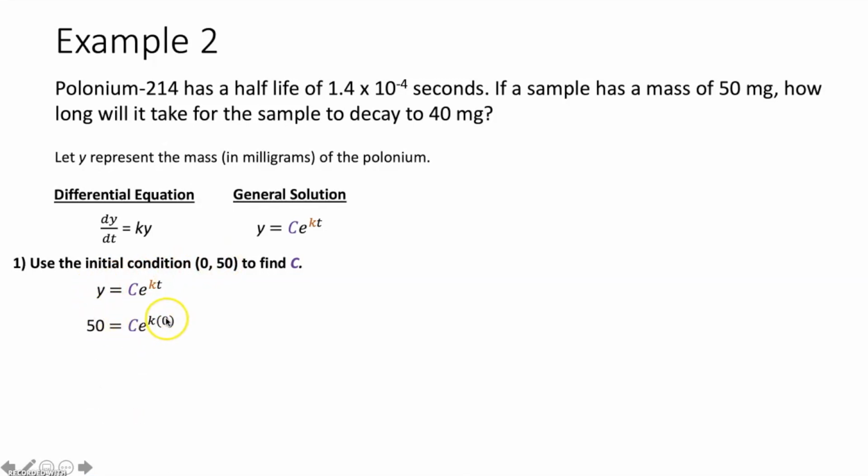So e to the k times 0 is just going to be e to the 0, which is 1. And 1 times c is just c. So c is equal to 50. We can take that, plug it in here in our general solution. But now we need to find k. So how do we find k? Well, we're going to use the half-life.